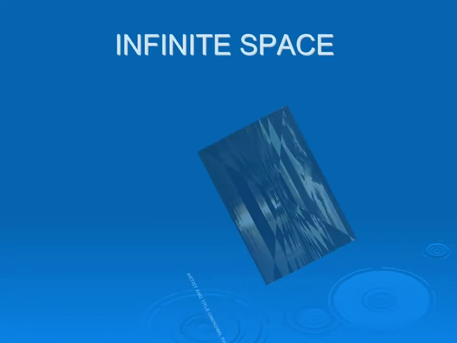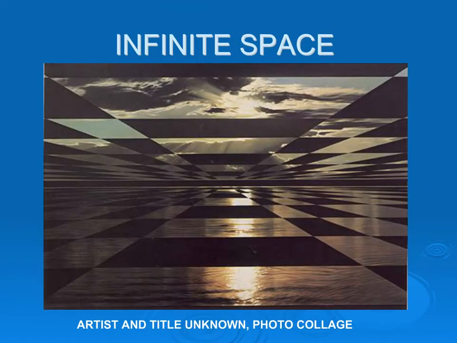Our third characteristic of space is infinite space. The depth appears to go on and on and on forever. This photo collage is a good example of this. When you go back to the horizon, remember what horizon is, it seems to drift on and on from there into infinity. The title and the artist are unknown, and I'm just fascinated with how this was put together with photography.